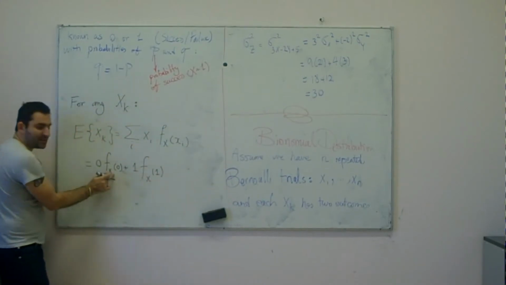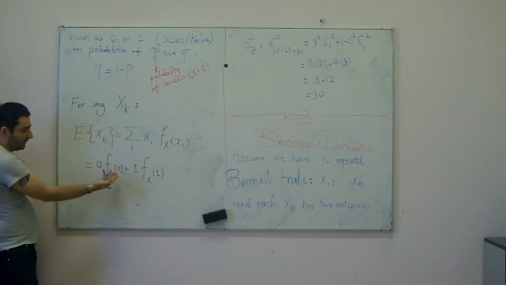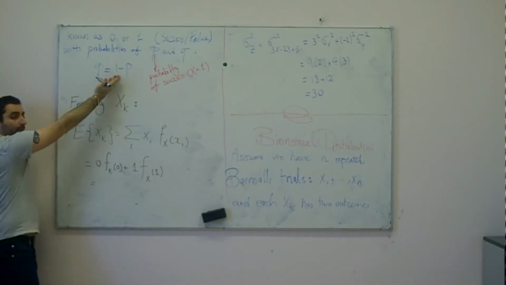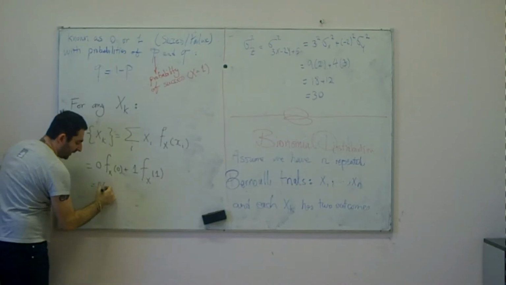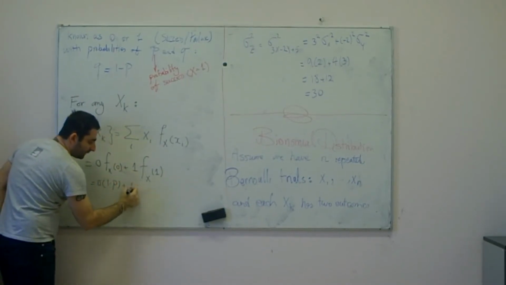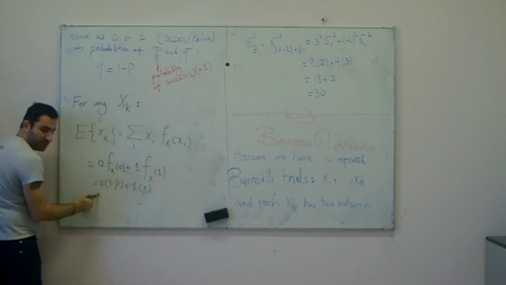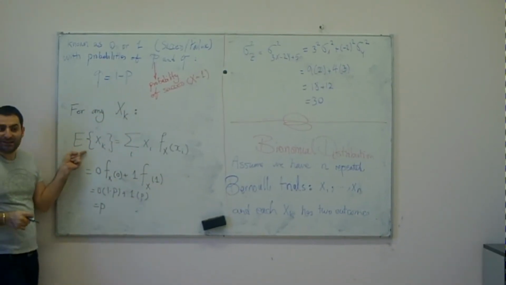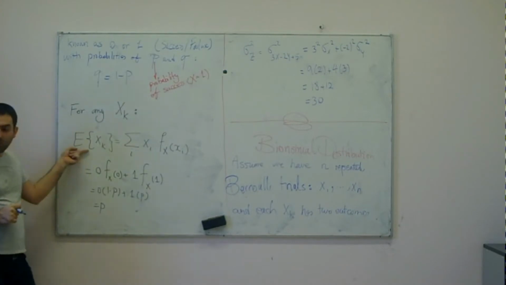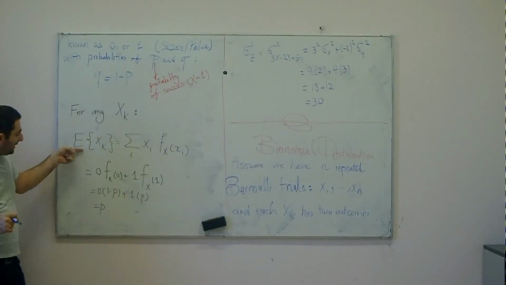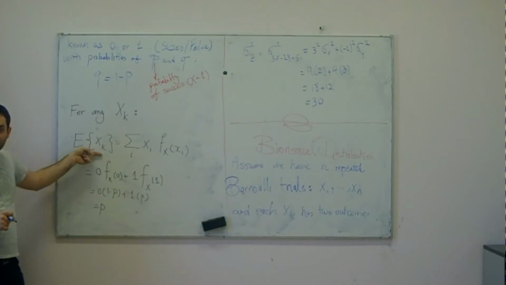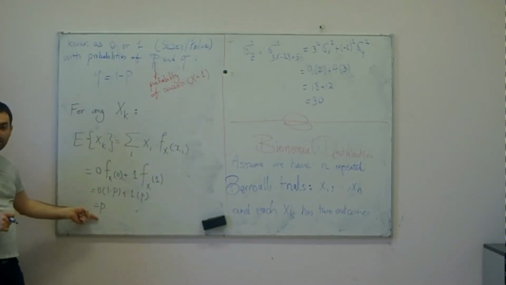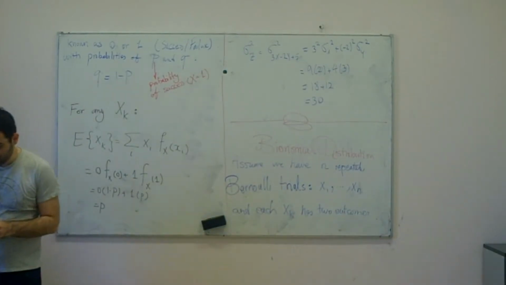Now, what is fx of 0? The probability of failure. What is it? Q, 1 minus p. 0 multiplied by 1 minus p plus 1 multiplied by p. 0 multiplied by whatever is 0, so it is p. In other words, as it is a binomial distribution, the expected value of xk is p. E of xk is p.